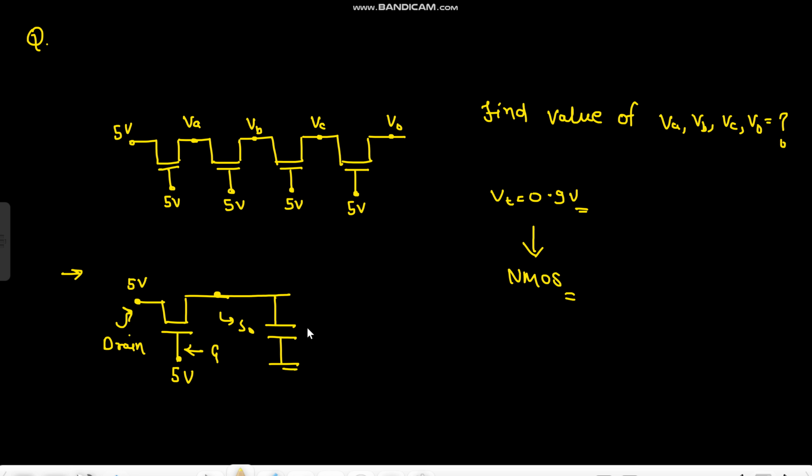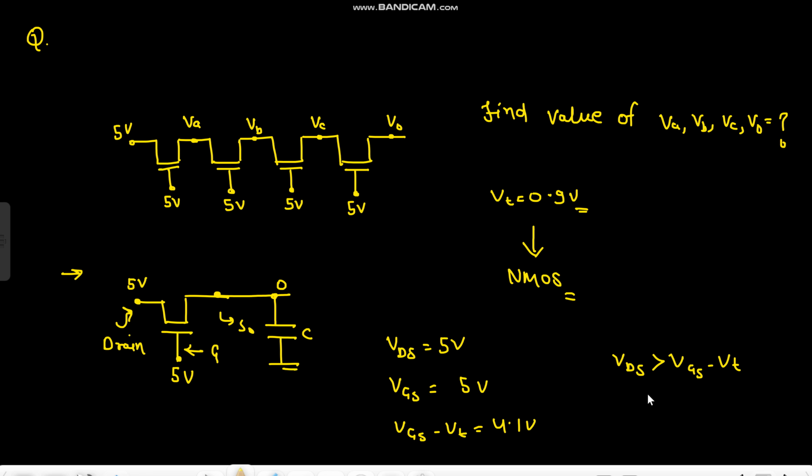At the source you assume a capacitor. Initially, what is the value of charge at the capacitor? 0. So voltage is 0 here. Here VDS is 5 volt, VGS is 5 volt, VGS minus VT is 4.1 volt. So VDS is greater than VGS minus VT, so the transistor goes into the saturation region.